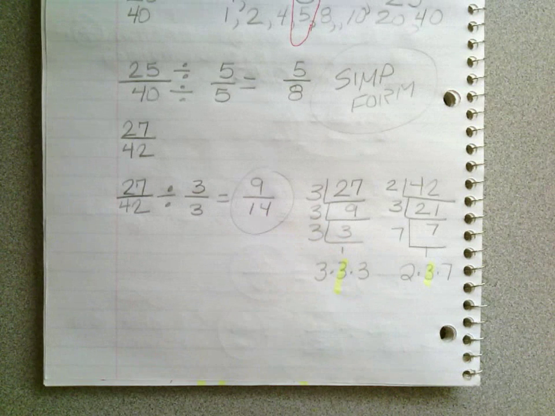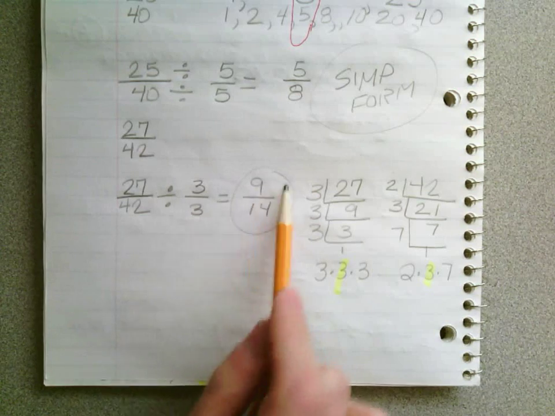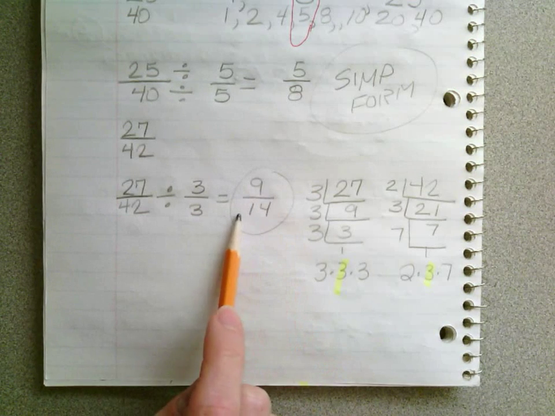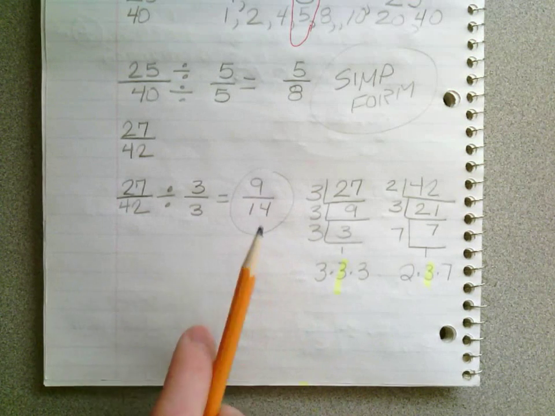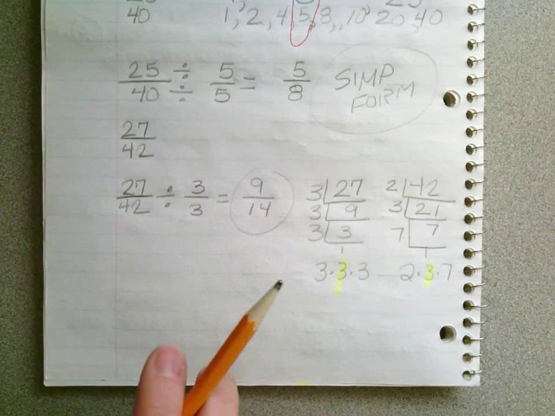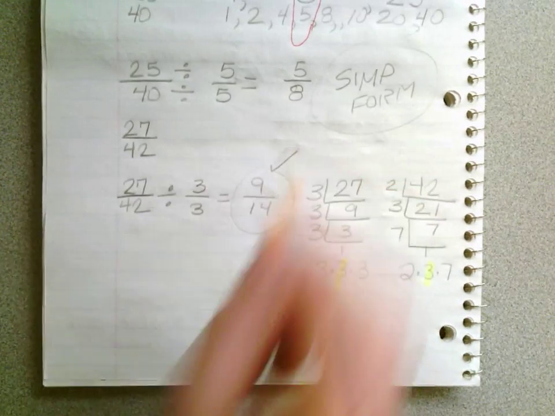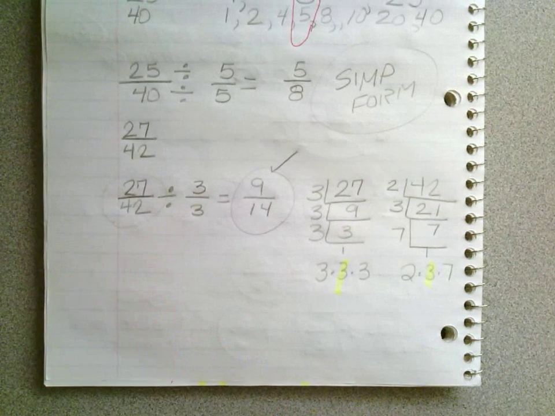Do 9 and 14 share any other factors other than a 1? No. Factors of 9: 1, 9, and 3. Factors of 14: 1, 14, 2, and 7. Nothing else is shared other than the 1. Therefore, 9/14 is now the simplified version of that.